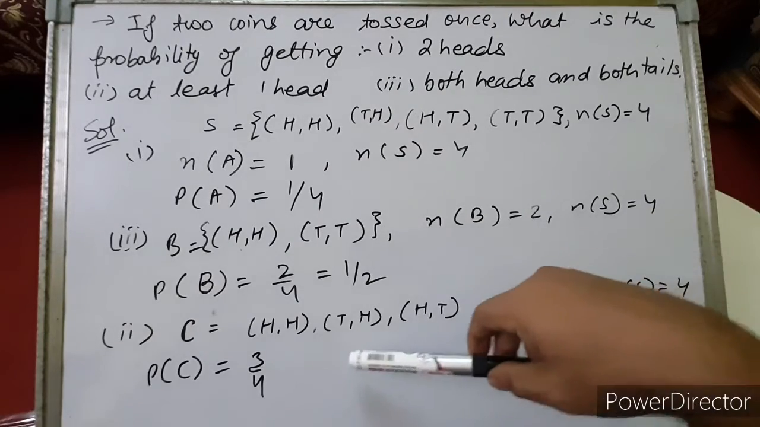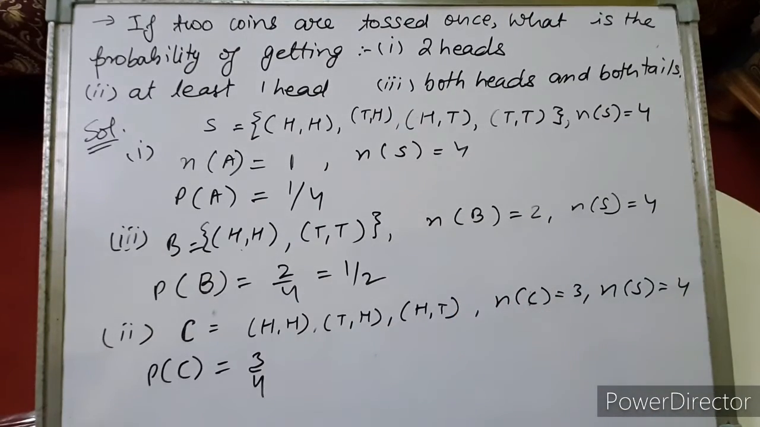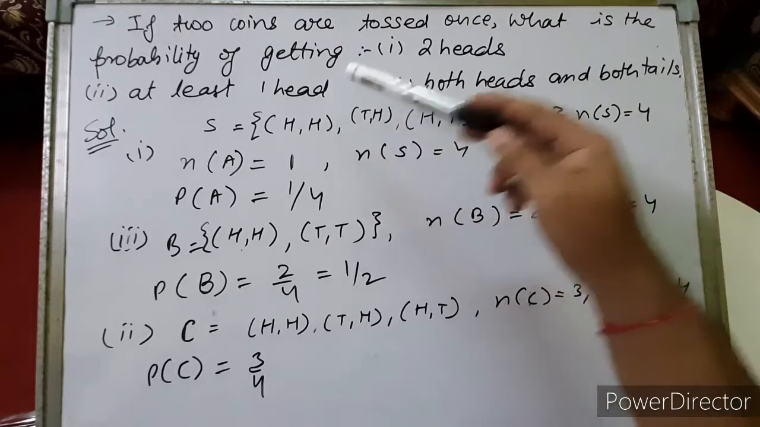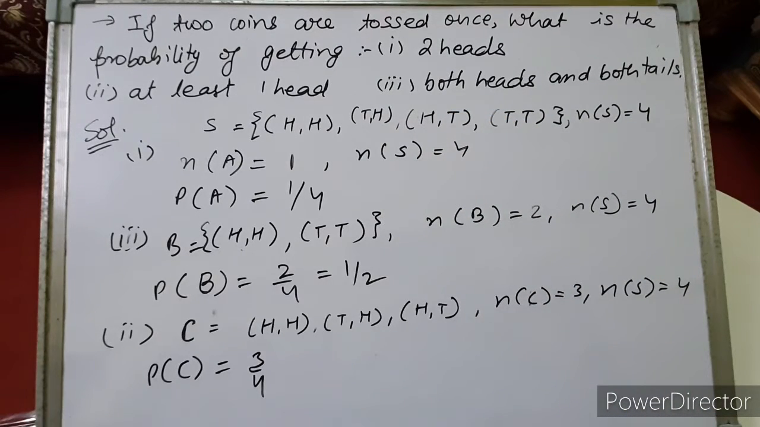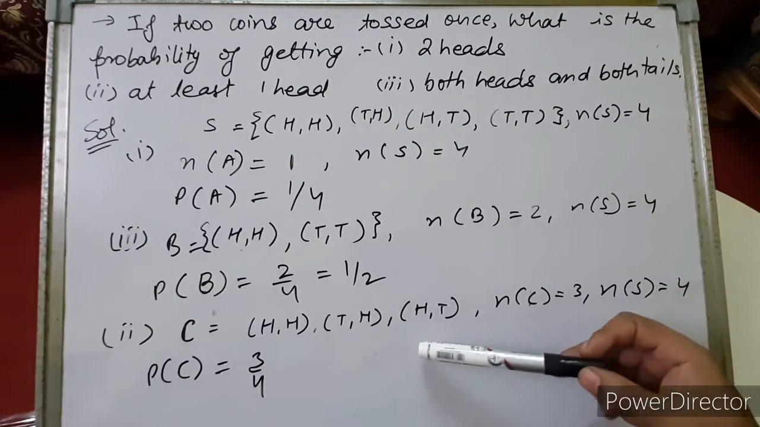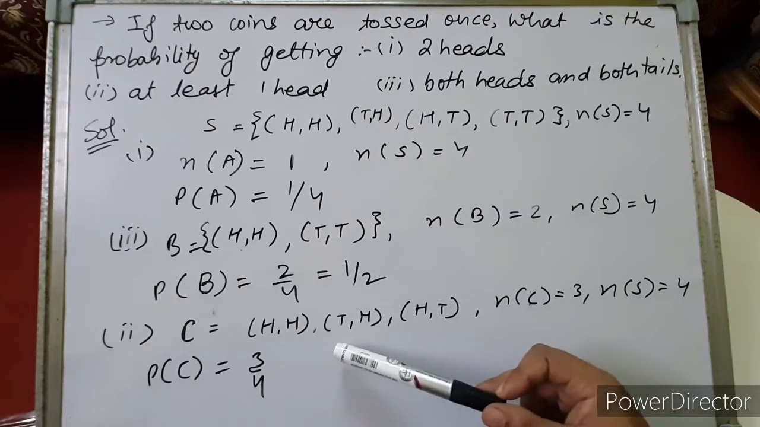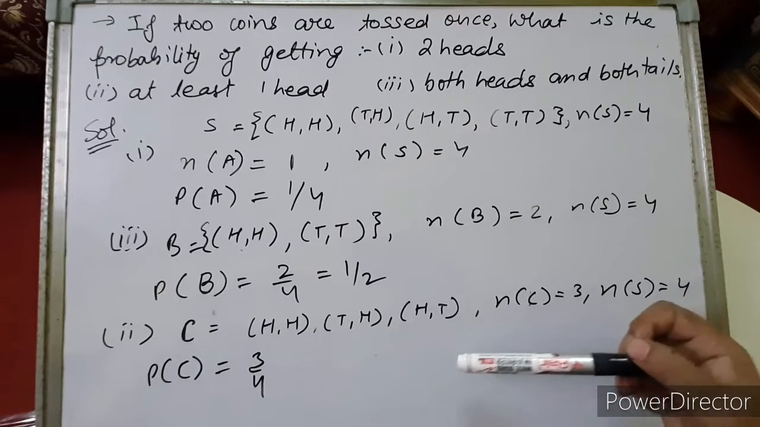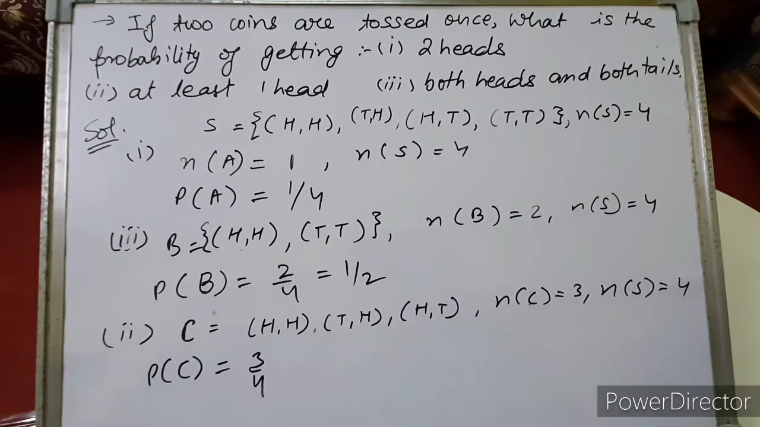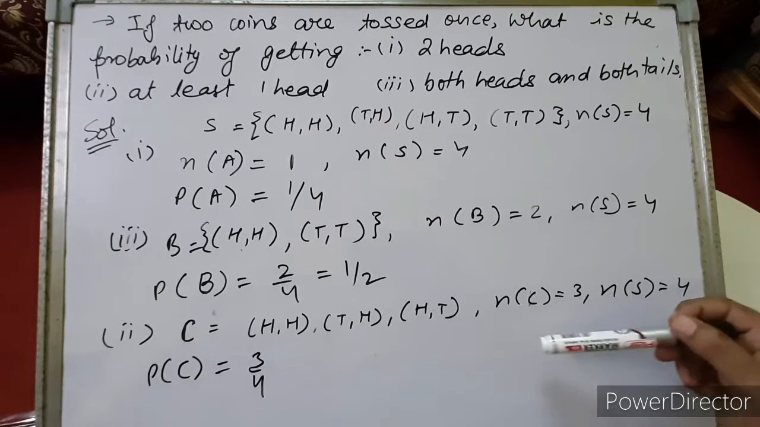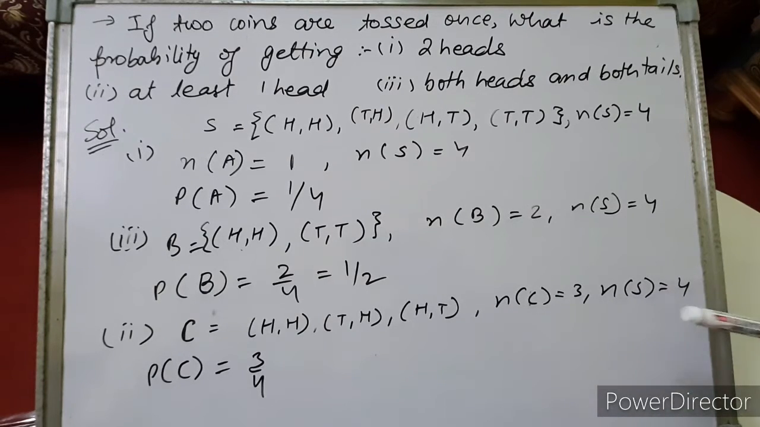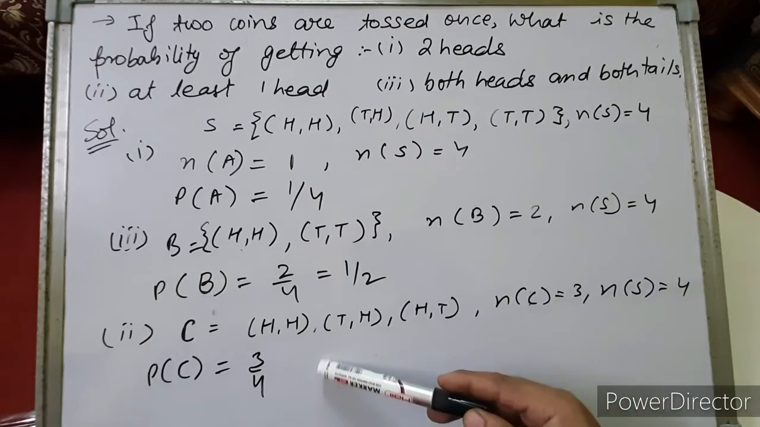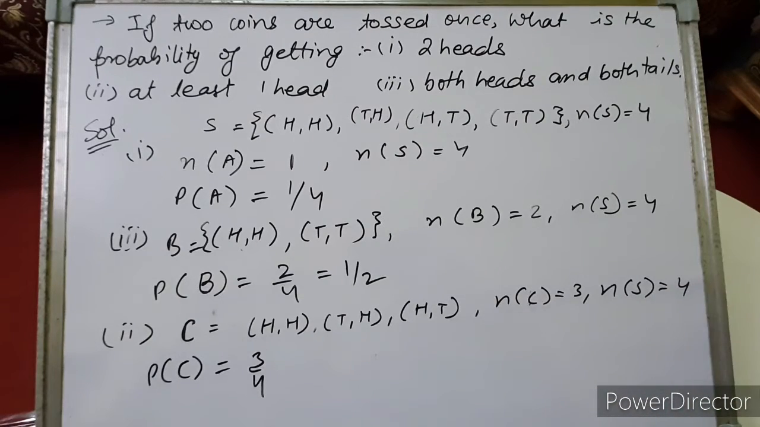So I have assumed that this is event C. Now they are saying that at least 1 head will appear. At least means minimum 1 head. Maximum 2 heads can appear. So how many events are in favor of this condition? Either head tail could appear, tail head could appear, or head head could appear. So there are 3 events which are in favor of this event C. So the number of favorable events for C is 3. The sample space is 4. So the probability of getting event C is 3 by 4.